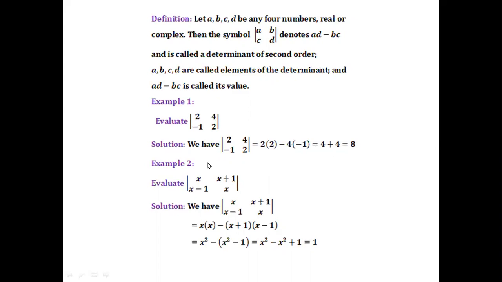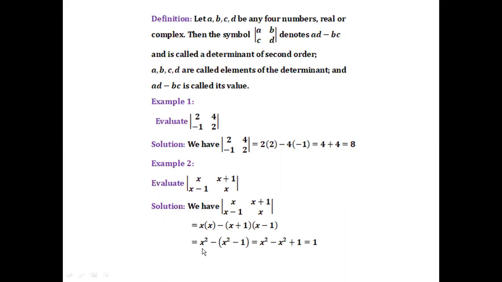Now example 2. Evaluate determinant x, x plus 1, x minus 1, x. Again, comparing with this term, we have A equal to x, B equal to x plus 1, C equal to x minus 1 and D equal to x. By using this formula AD minus BC, we have A into D, that is x into x, minus B into C. B is x plus 1 and C is x minus 1.